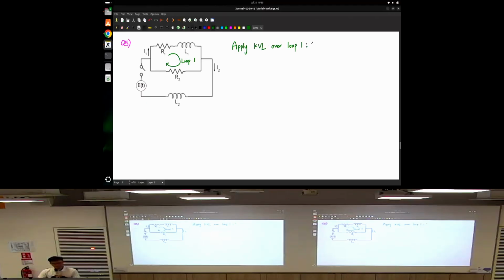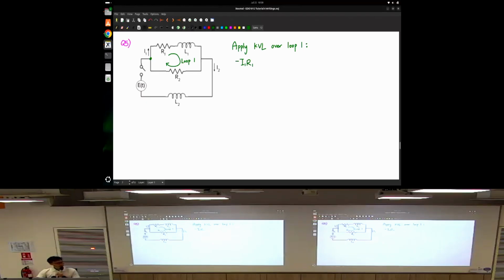You can start anywhere. I'm going to start at this point, and I come back to the same point. Then I go through resistance R1. Oh, by the way, you may have learned a different way of applying KVL, but I'll just apply it like this. You can apply it in your own way, it doesn't matter. Resistance is going to decrease your potential, so you have a negative: minus I1 R1, because there's a voltage drop across resistor R1.